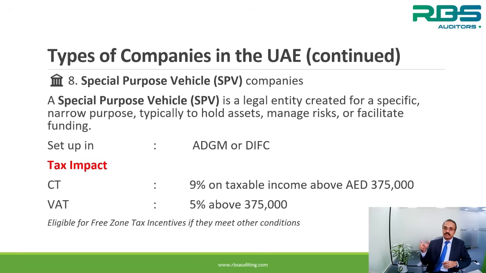So you have to see which location it has registered in. Then you have to see whether they are eligible for the free zone benefit. If no, then straight away 9% taxable. VAT is 5% above 375,000.